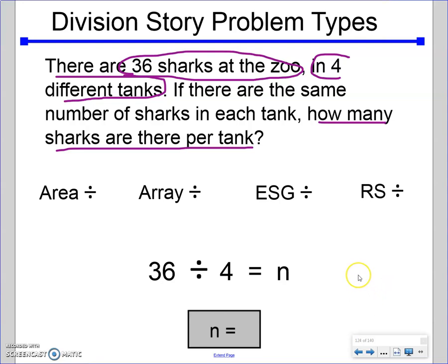What is 36 divided by 4? What does n equal? I agree. 36 divided by 4 equals 9, because 9 times 4 equals 36. So, there are 9 sharks. There are 9 sharks per tank at the zoo.